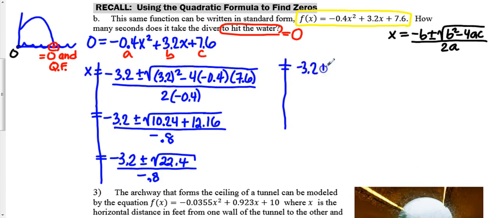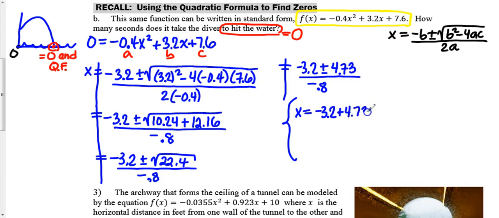Negative 3.2 plus or minus. When I take the square root, I got 4.73. So plus or minus 4.73, all divided by negative 0.8. I'm now ready to break it up into my two answers. It's going to be negative 3.2 plus 4.73, all divided by negative 0.8, and negative 3.2 minus 4.73, all divided by negative 0.8.